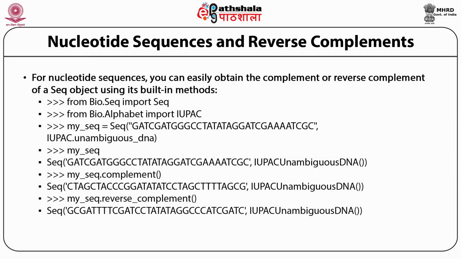Nucleotide sequences and reverse complements. This is another important function that we will always try to do on sequences. This is one important manipulation that most of us do in DNA sequences. We try to get the reverse complements. So here in BioPython, it can be achieved very easily. For nucleotide sequences, you can easily obtain the complement or reverse complement of a sequence object using the inbuilt methods of BioPython.